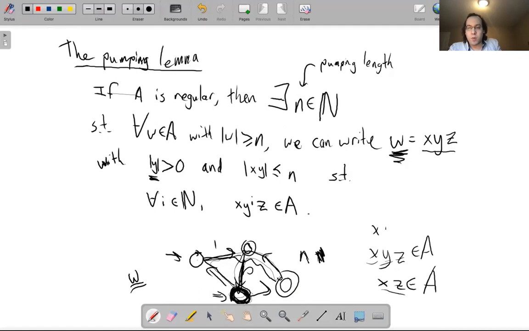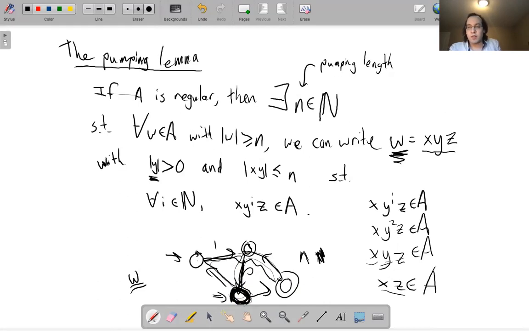And also XY squared Z is in A, because that just means we duplicate the detour. Instead of doing the detour once where we return to the state, we now return to the state multiple times, repeating the same detour again and again, in this case twice. Really any finite number of times, we will get a string that's still in A because that string still leads us to an accept state at the end of the day. So XY^iZ is in A, and this is true for all i, including i equals 0. That's the pumping lemma.